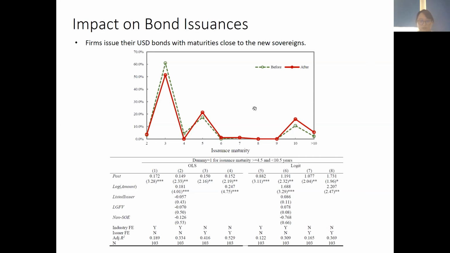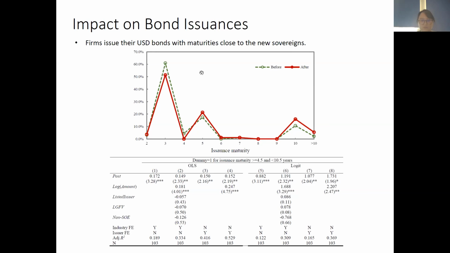So what we do here is we look at the issuance of the bond maturity decisions for the 1 year before the announcement and for the 1 year after the announcement. We look at the distribution of the issuance maturity, and we plot the distribution in green dotted line for the before sample and in red solid line for the after sample. From this figure, it's very obvious to see that in this market, corporates borrow in the maturity of 3-year, 5-year, and 10-year. It's concentrated on those tenors.